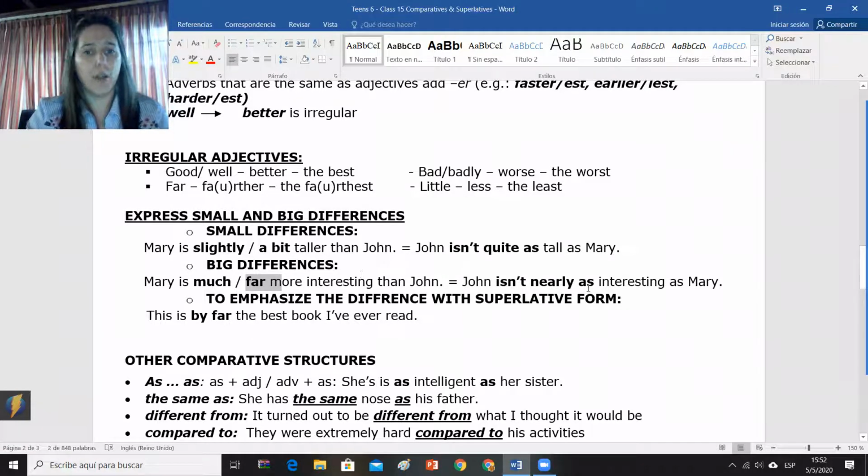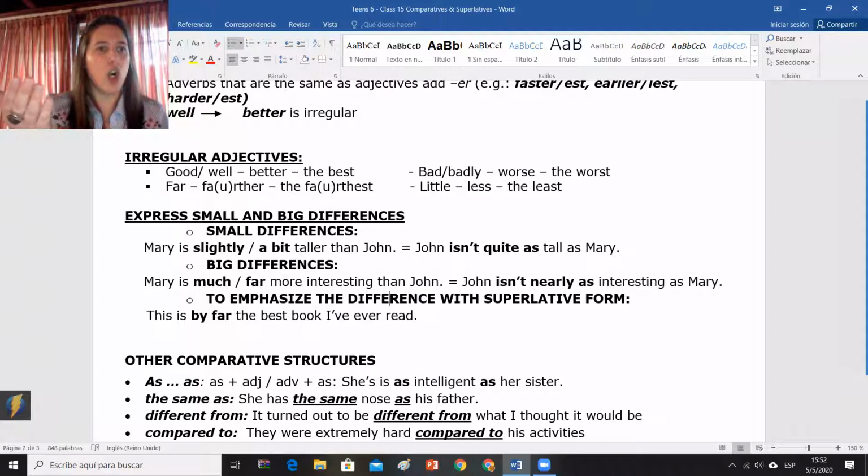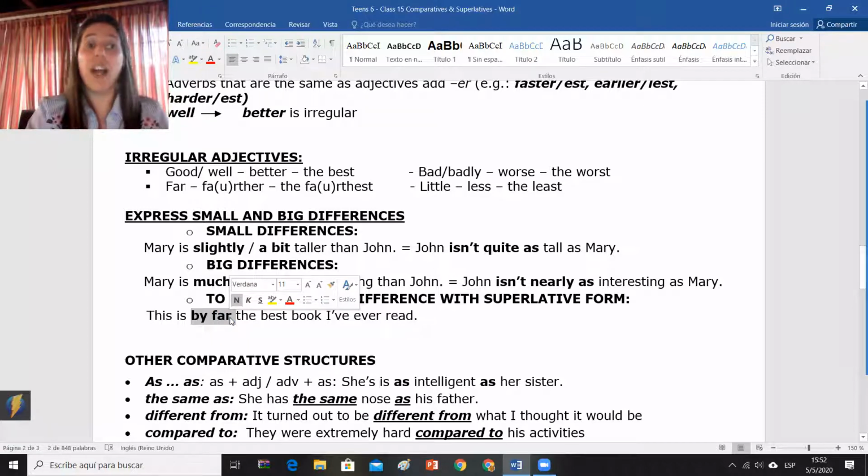The equivalent with the structure as is nearly. Okay? Now, what about the superlative form? If you want to say that something es por lejos el mejor o lo más, we're going to use the expression by far. This is by far the best book I've ever read. Por lejos el mejor libro. Okay?